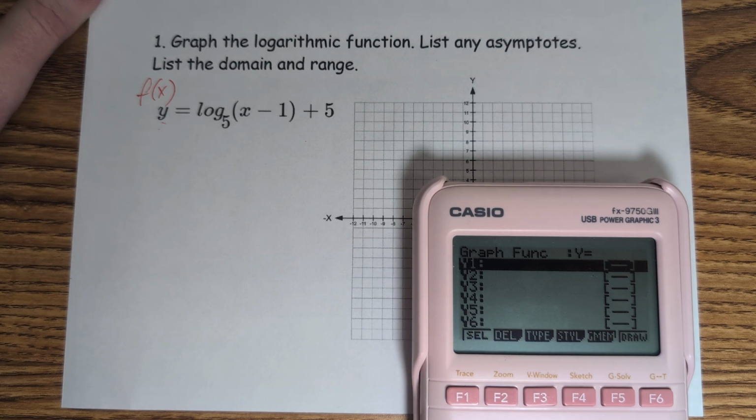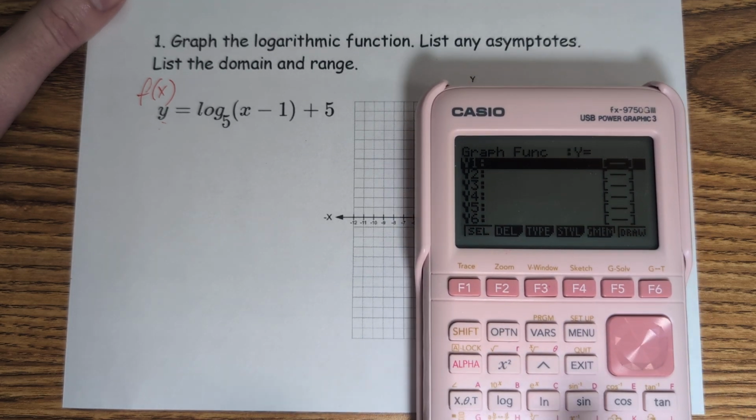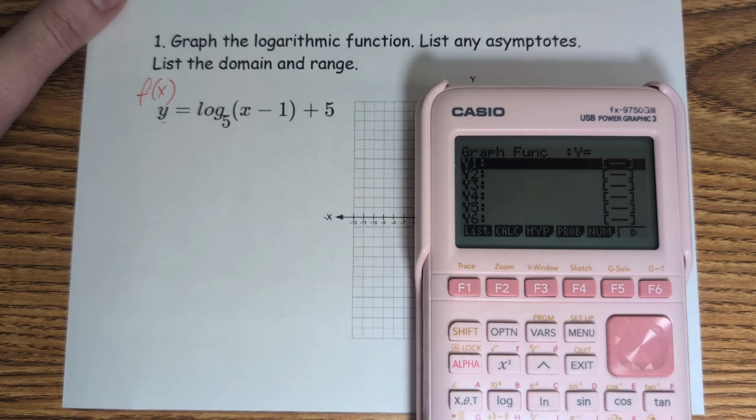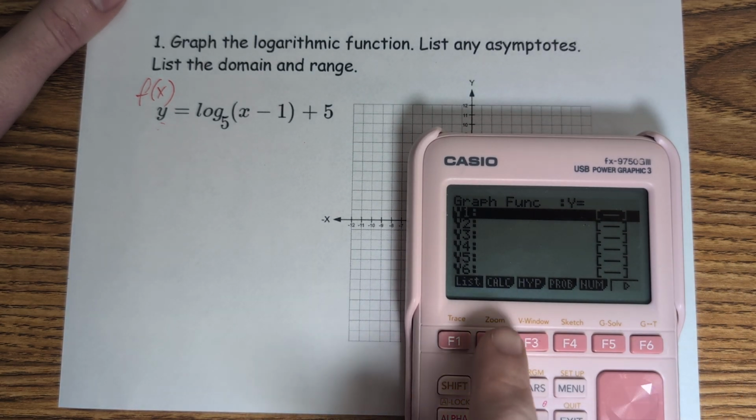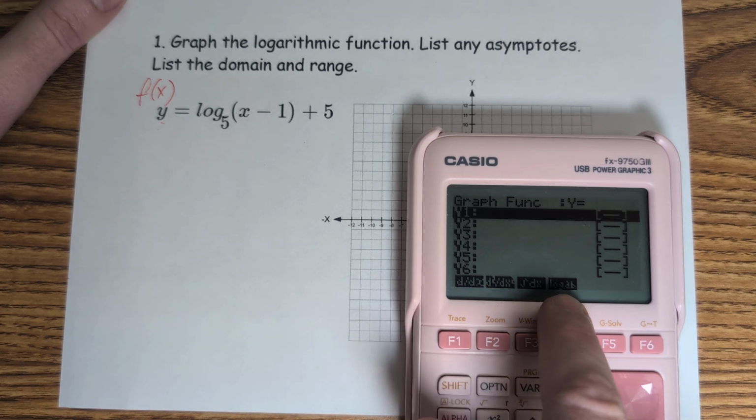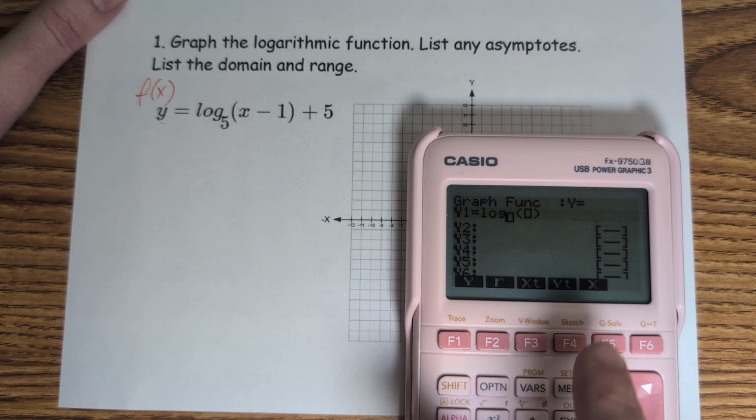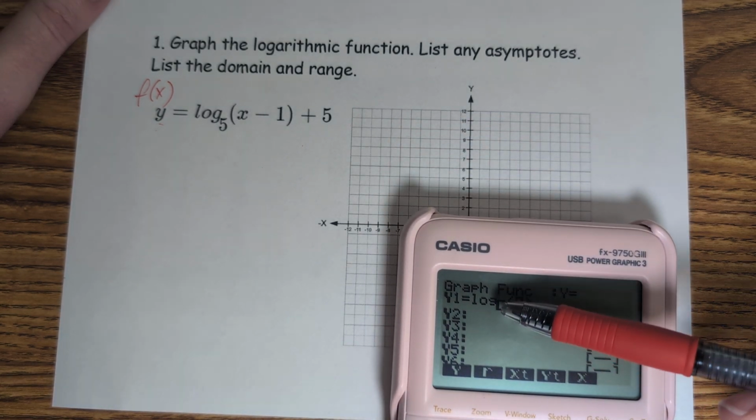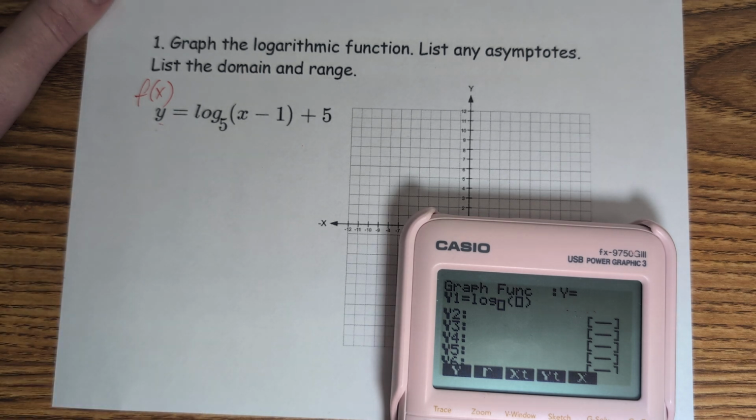To get the logarithmic function here, I need to press option. There's option. It changes my options down here. And then I press F2 for calc. And then if you see, it should say log AB above the F4. Press F4. And these calculators are pretty nice. It gives you a little box. I can put my base is 5. Then I can arrow over to my other little box and I can put x minus 1 in there.